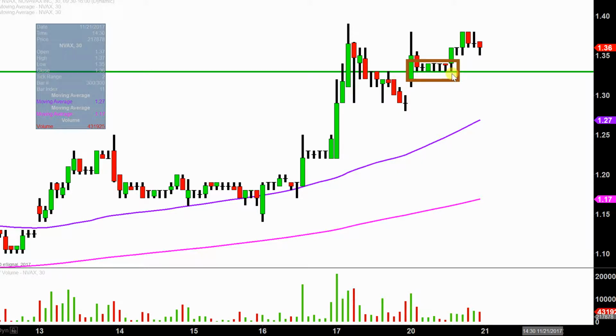Now don't get me wrong, if the price falls below $1.33, by no means am I saying the entire chart's ruined or anything like that. But if the price can stay up above it, that would certainly be a huge sign of power.